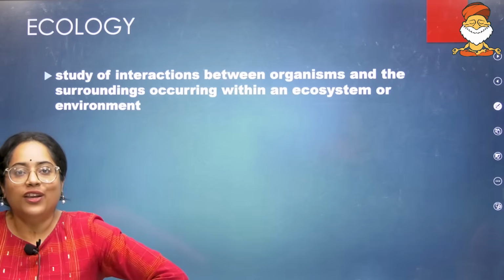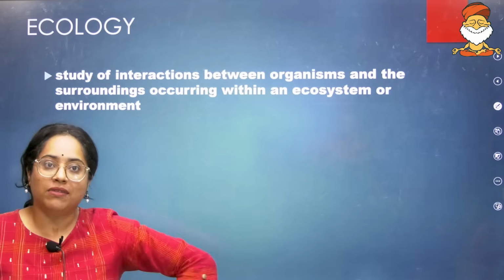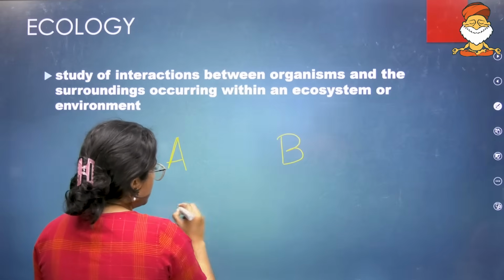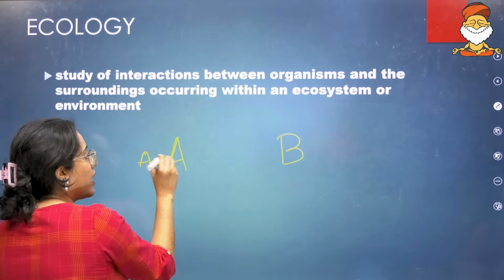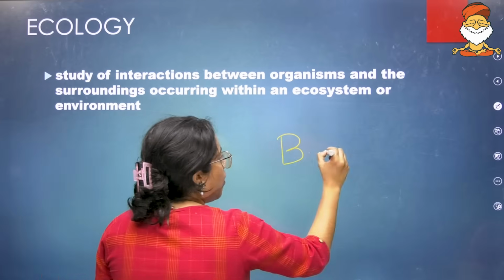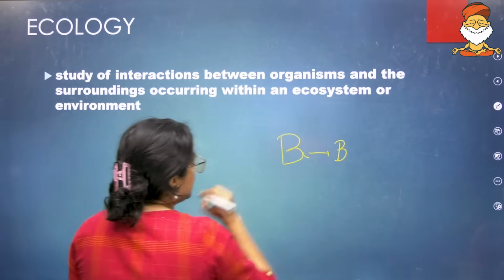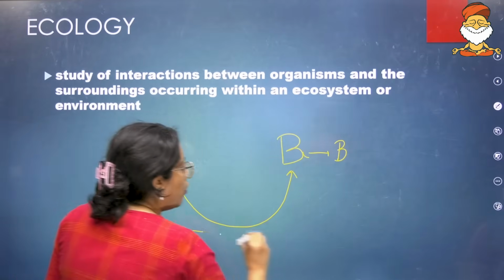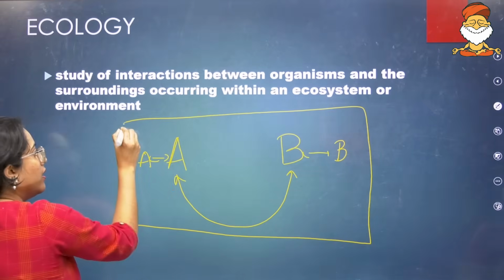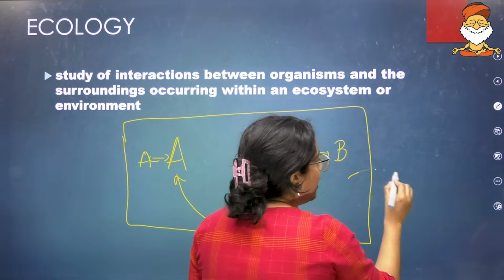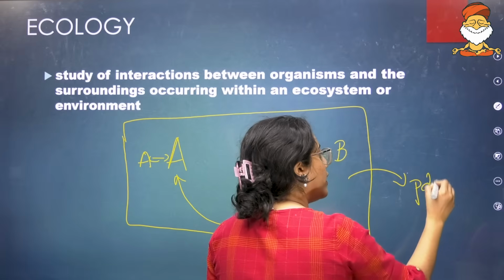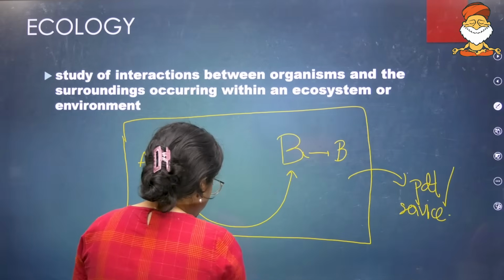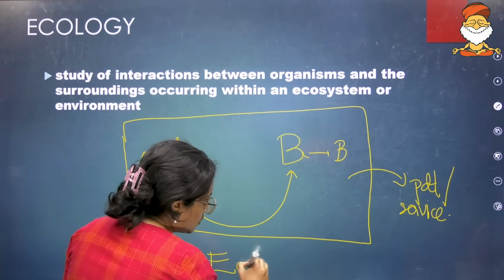So when you have an ecosystem, I just told you there are abiotic factors, biotic factors. Abiotic and abiotic factors interact with each other. Biotic and biotic interact with each other. Abiotic and biotic interact with each other. Now this entire thing, this interaction, when it creates a product or service, this is called an ecosystem.